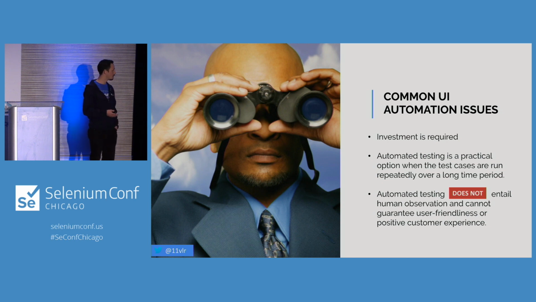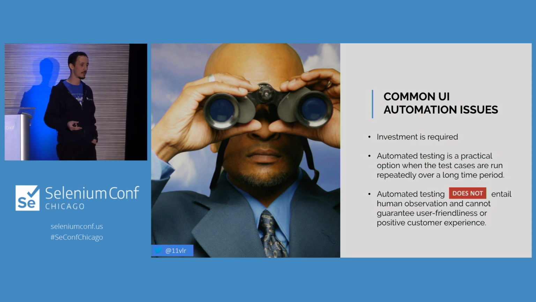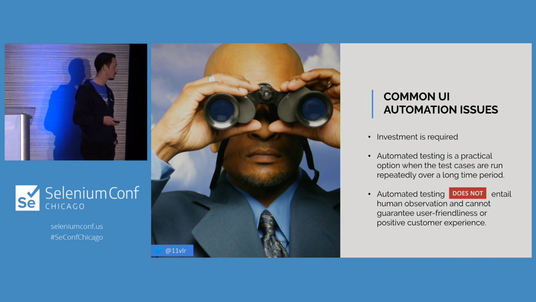And whilst it's not really that important for typical end-to-end UI testing, for visual testing, it's really important. The standard way of testing using Selenium doesn't entail human observation. So whilst you can say that elements exist somewhere in the DOM, or the document object model, it doesn't say whether they're visible to the end user or whether they look as they were intended to.